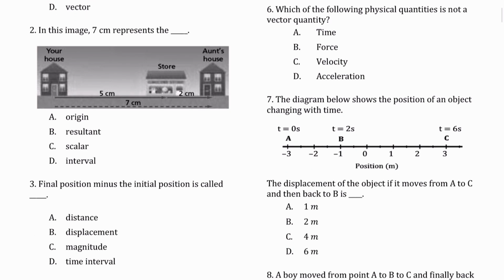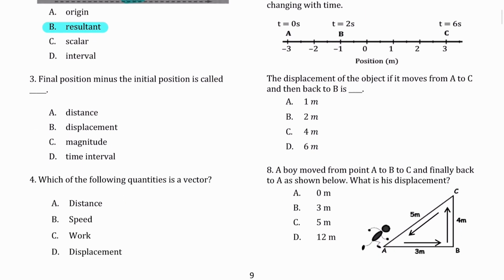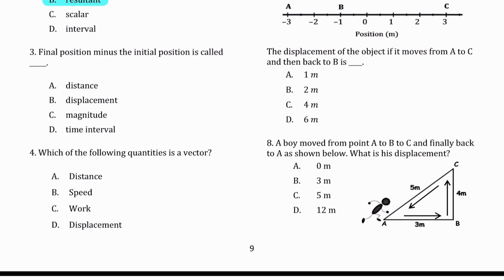2. In this image, 7 centimeters represent the resultant. 5 plus 2, answer 7. 3. Final position minus the initial position is called displacement.